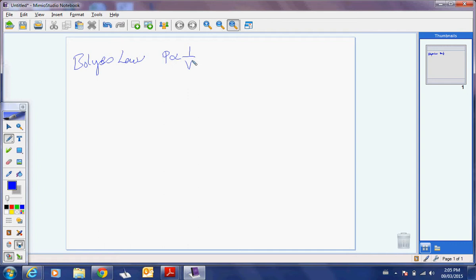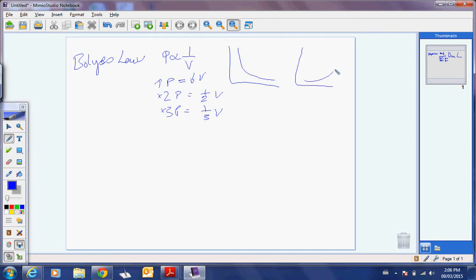And that means that if I increase pressure, what happens to the volume? It decreases. And then we did a whole balloon thing. So watch the video and you can listen to that. And actually, if I multiply the pressure by 2, what happens to the volume? Half. It halves. And if I multiply the pressure by 3, what happens to the volume? Thirds. And this in a graph form looks like this, which is the opposite of an exponential graph.